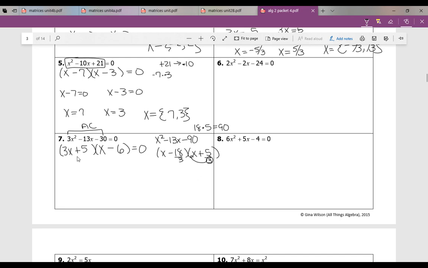Now that you have it factored, set your factors equal to 0 and solve them. So in the first equation, you will subtract 5 and you will divide by 3. In the second equation, all you have to do is add 6. So your solution set would be negative 5 over 3 and 6. Those are your two answers.